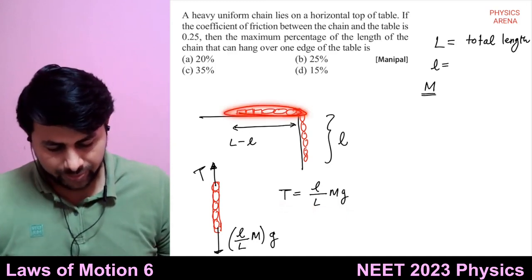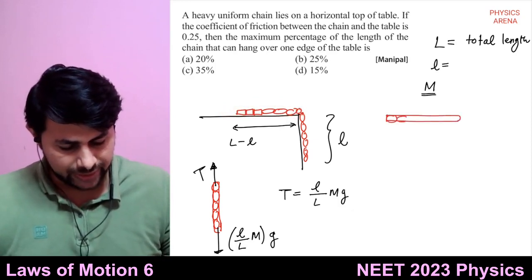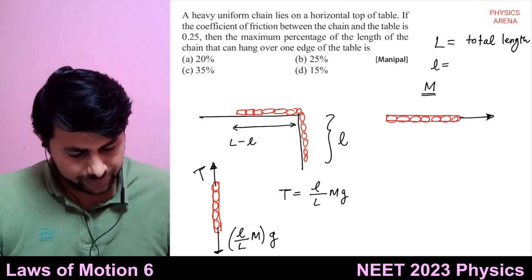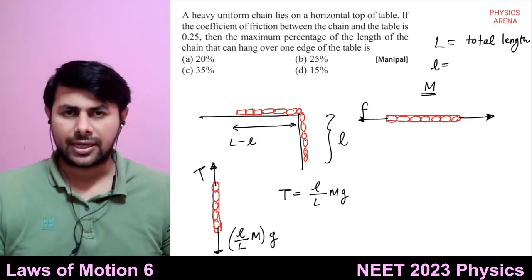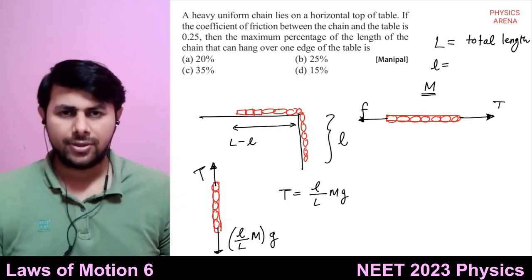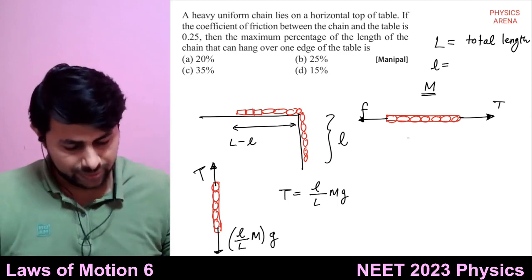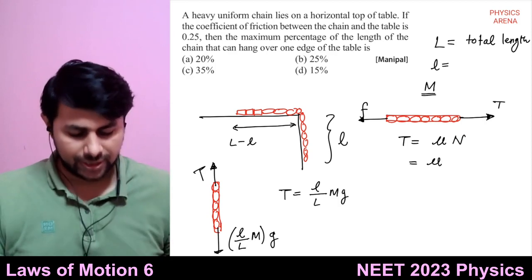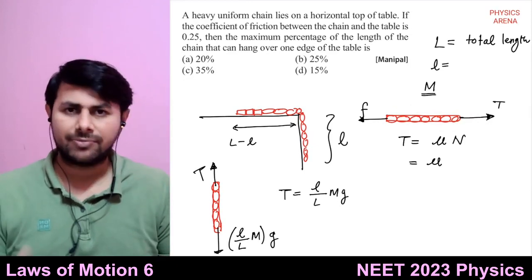And what about this portion? For this portion, there is tension acting towards right and there is the frictional force acting towards left. If it doesn't slide, that means the tension is equal to frictional force. So T is equal to frictional force. And what will be frictional force? Mu multiplied by the normal reaction. And what will be normal reaction? It's equal to weight of this part.